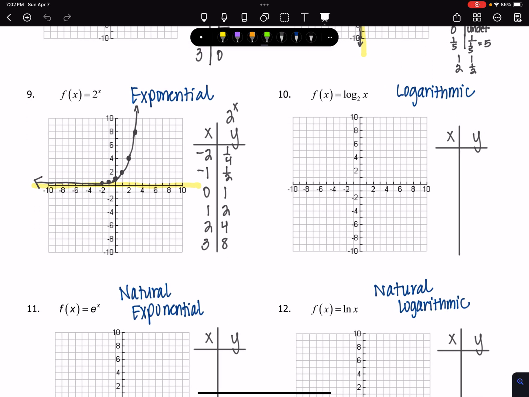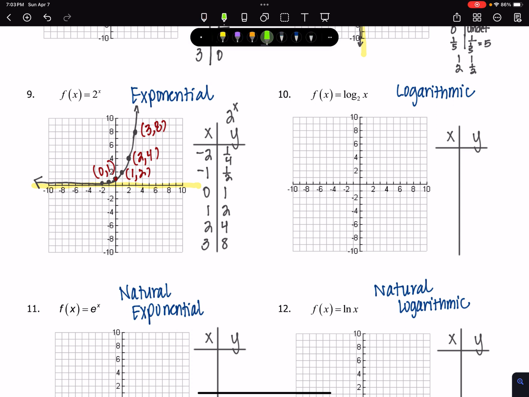Now log base 2 of x is the inverse of y equals 2 to the x. So number 9 and number 10 are inverses of one another. And when you have inverses of one another, the ordered pairs are flipped. So this ordered pair is 3, 8. This one is 2, 4. This one is 1, 2. And this one is 0, 1.